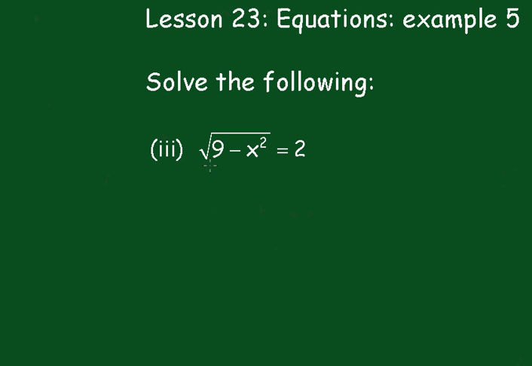Part 3, the square root of 9 minus x squared equals 2. Right, now to get rid of the square root, we'll square both sides. So we'll get 9 minus x squared equals 2 squared, which is 4. Now, we want to get rid of this minus on the x squared. So what I'll do, I will take that across the other side. So I'm going to add x squared to both sides.